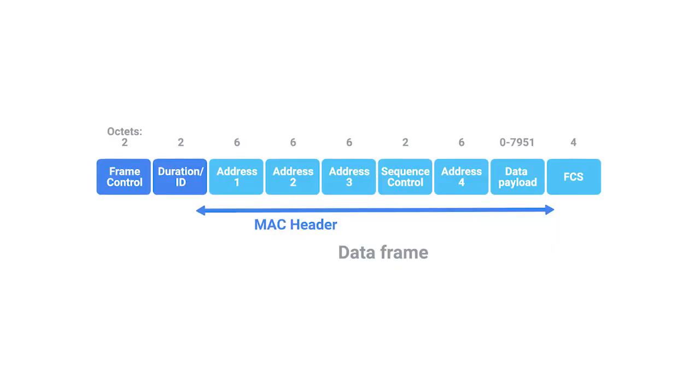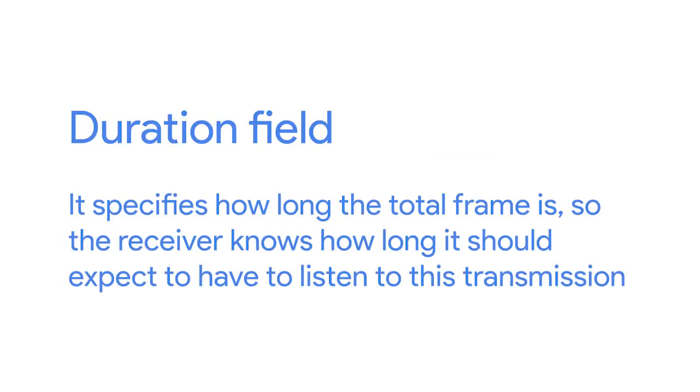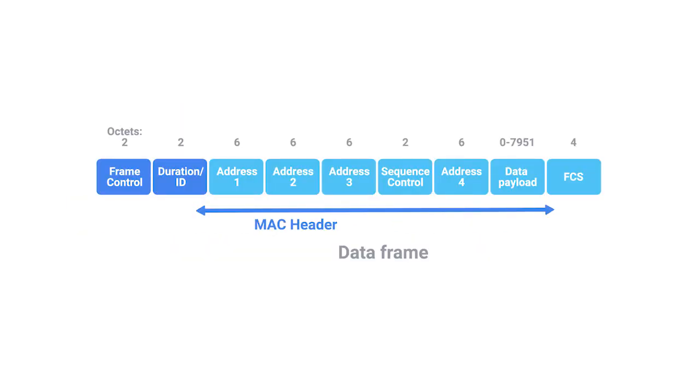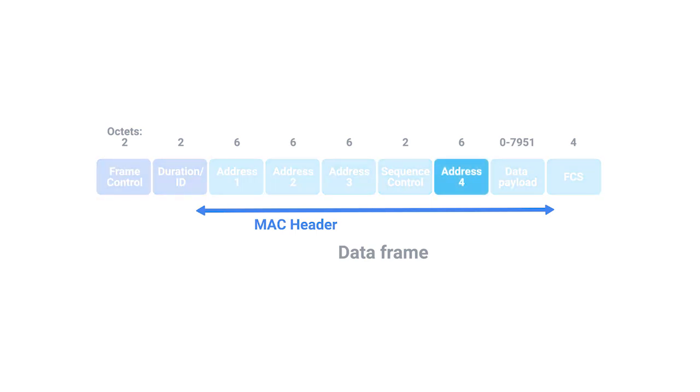The next field is called a duration field. It specifies how long the total frame is, so the receiver knows how long it should expect to have to listen to the transmission. After this are 4 address fields. Let's take a moment to talk about why there are 4, instead of the normal 2. We'll discuss different types of wireless network architectures in more detail later in this lesson, but the most common setup includes devices called access points.